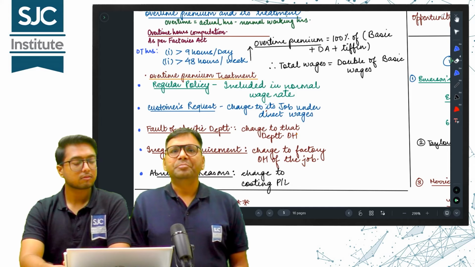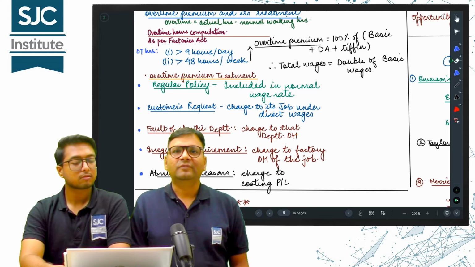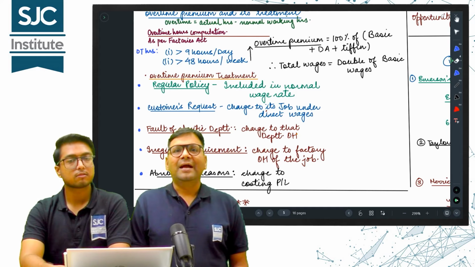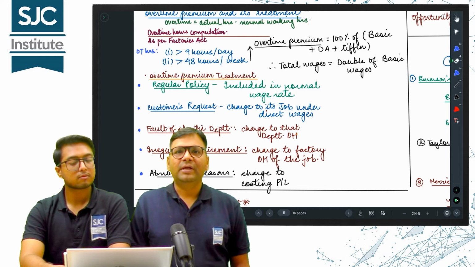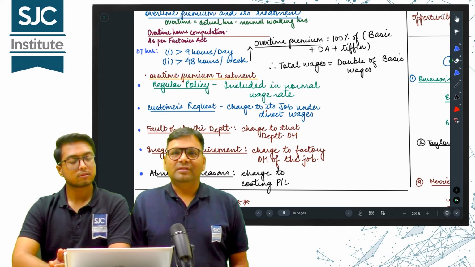In that case, overtime premium is added with the normal wages to find out the total wages and divided by hours worked to find out the inflated wage rate, and this inflated wage rate is used to calculate wage cost for any job. The second reason can be due to customers' special request to expedite the job.